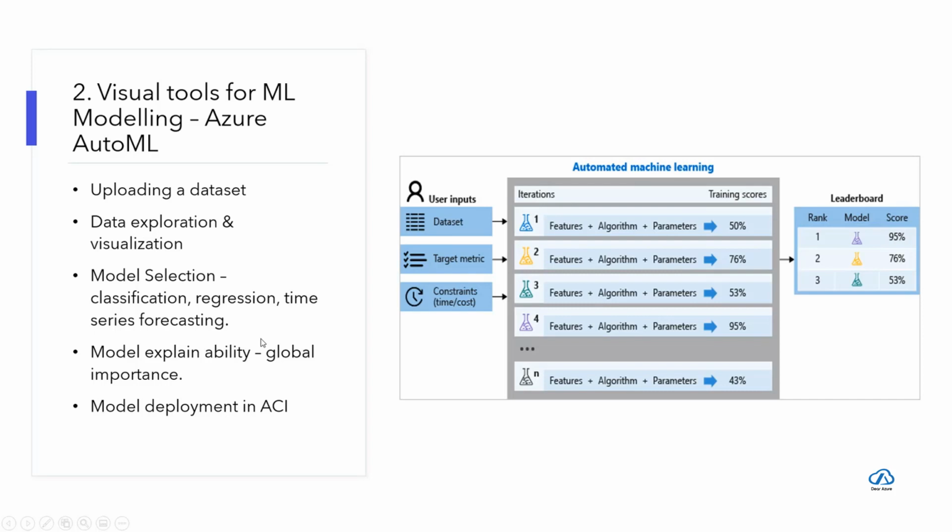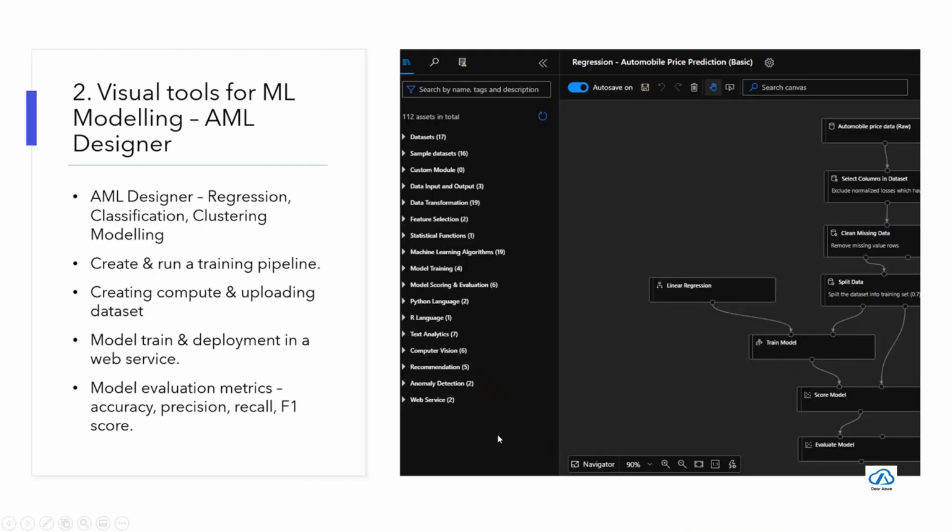And you can also ask, okay, how do I know whether this is a good model or a bad model? Automated machine learning also gives us global importance and local importance information. So the model is also explained through different graphs to show whether it's a good model or a bad model. And after doing the training, you can also deploy the model to an Azure Container Instance environment. Okay, and the second part is the Azure ML Designer section.